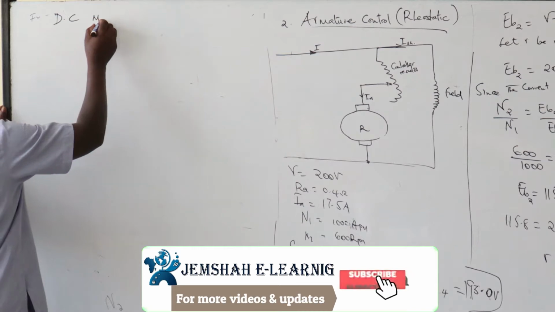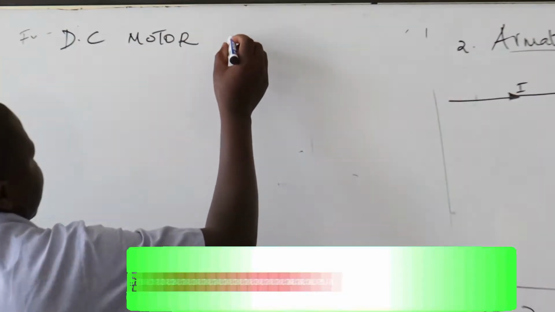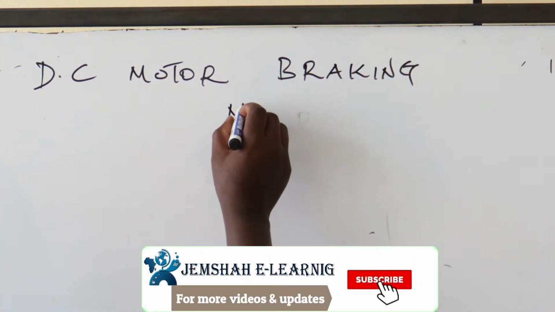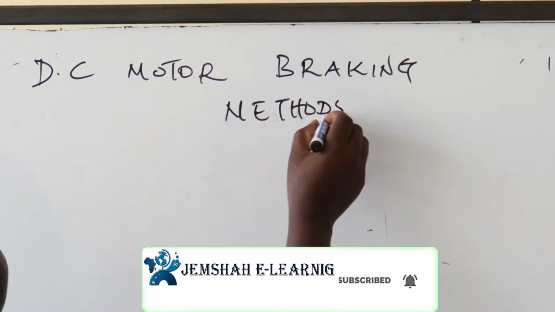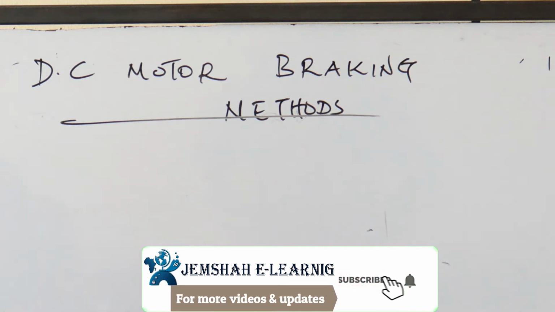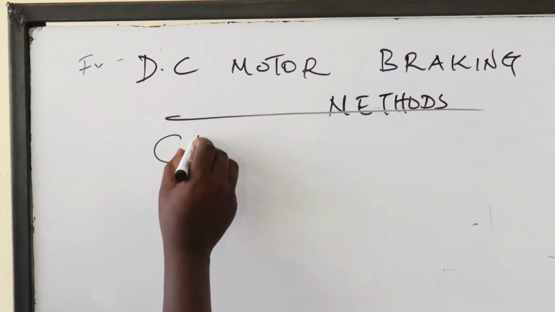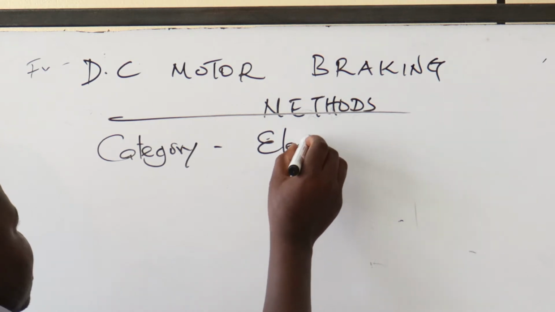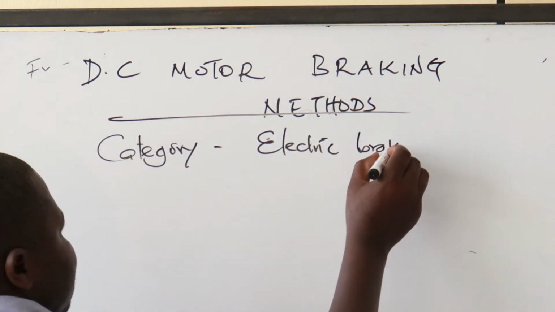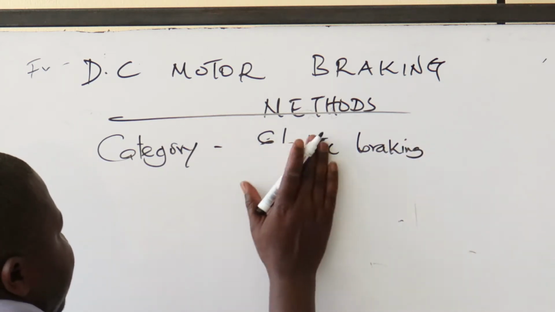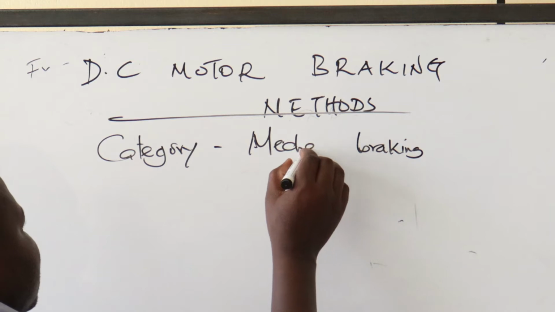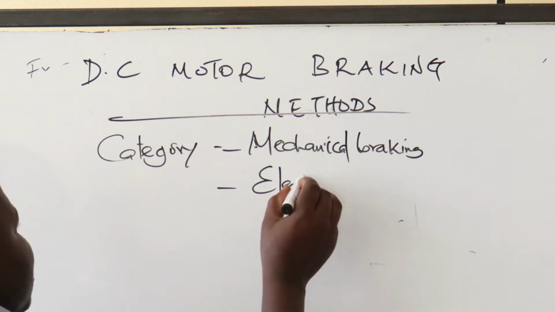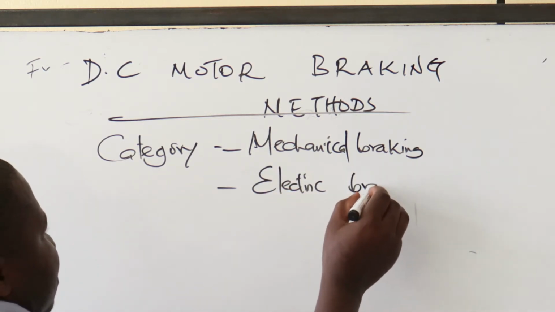DC motor braking. Braking methods. Broadly, these are categorized into two: let me start with mechanical braking, and 2, electric braking.